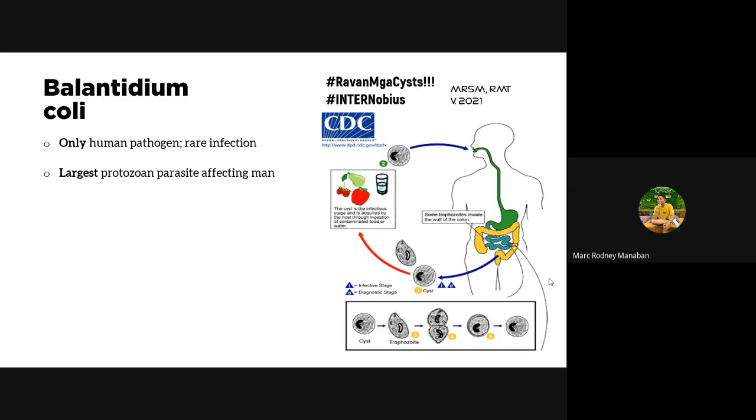Largest protozoan parasite affecting man. So, those are the kinds of questions. The only pathogenic ciliate, the largest protozoan affecting man, I think it's no other than Balantidium coli. Okay, so Balantidium coli. All right.